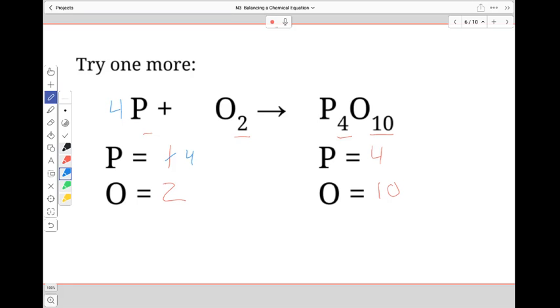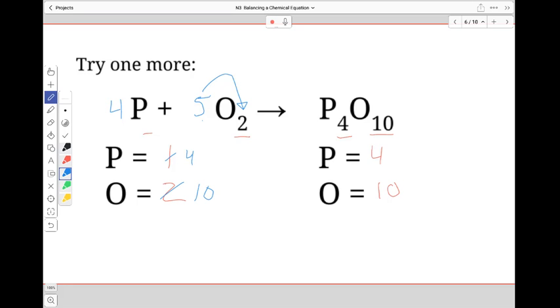Are my oxygens balanced going from left to right? Yes, no? No, they are not. Okay, so what can I do to make these balance? I have 2 oxygens on the left side, and I have 10 oxygens on the right side. What can I add that will multiply times 2 to get to 10? What do you think, Josh? It'll be a 5, okay? So we are going to put a coefficient of 5 out front here, and 5 times 2 will give me 10, okay?